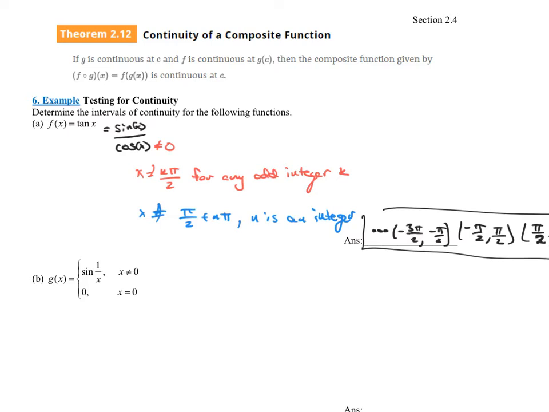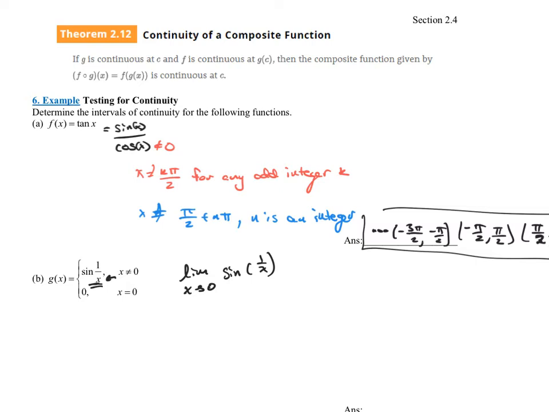The next function we need to look at is sine of 1 over x. When would that function be continuous? Well, we know sine of x, or sine of anything, is continuous from negative infinity to infinity. The problem here being that x equals 0 is our issue, okay? So we need to consider what happens as x approaches 0. So what's the limit as x approaches 0 of sine of 1 over x? And just think about what's the actual function value.